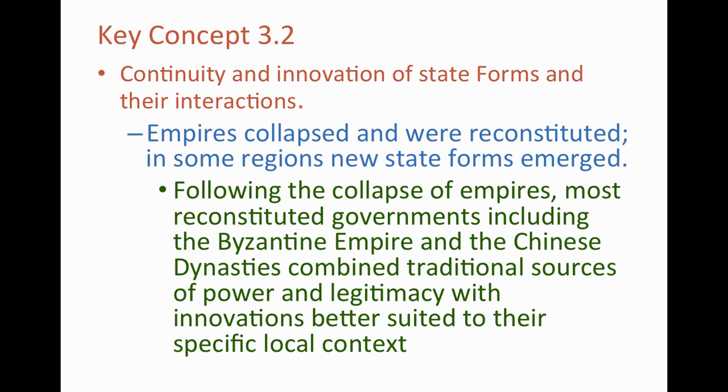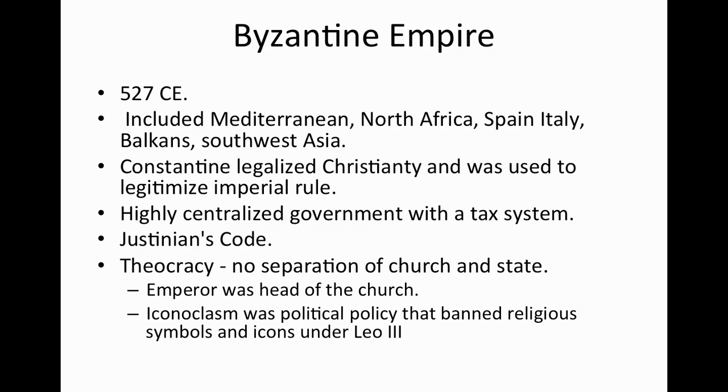New state forms emerged. Following the collapse of empires, most reconstituted governments, including the Byzantine Empire and the Chinese dynasties, combined traditional sources of power and legitimacy with innovations better suited to their specific local context. So this is focusing on those new empires and once again their political structures. So let's talk about the Byzantine Empire, right? This is going to emerge with the fall of the Roman Empire.